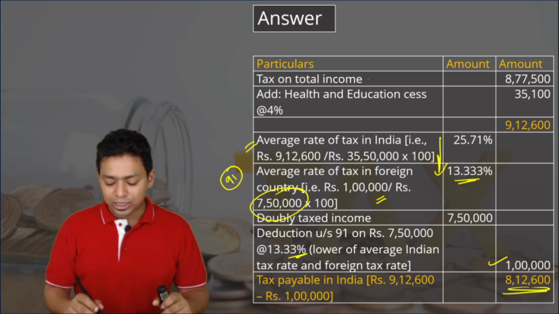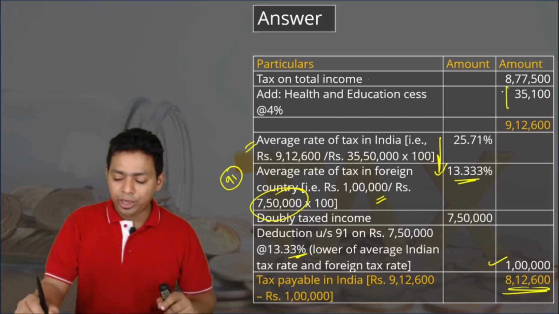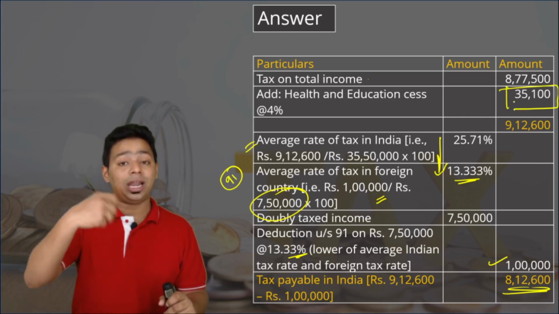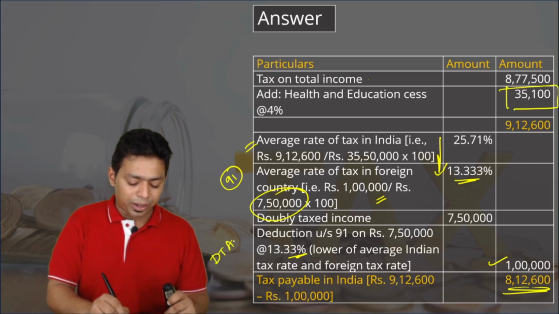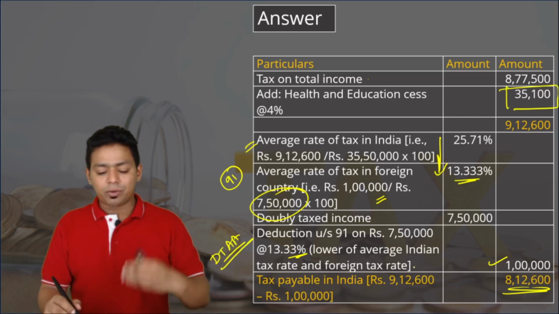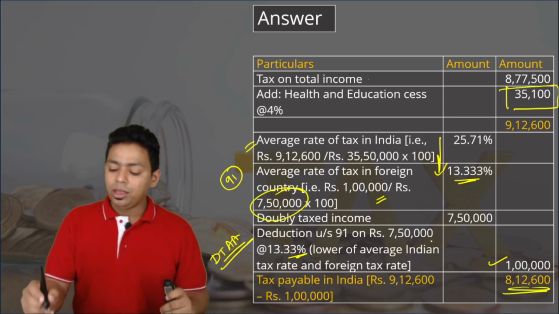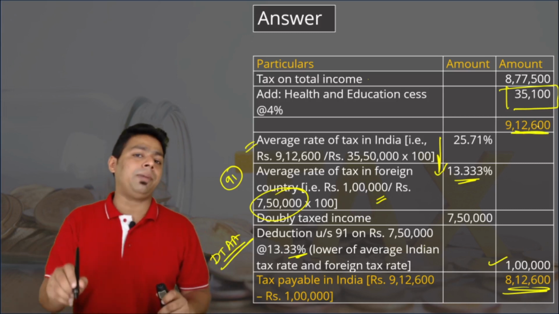Now my dear friend, please understand, we usually add cess at the end, but in case of DTAA, we have already added the cess and then at the last stage we are computing DTAA relief. This is one of the common doubts students ask me in the batch. So why are you adding cess first and then relief? This is the pattern that we have to follow. We are computing the total tax applicable in India.